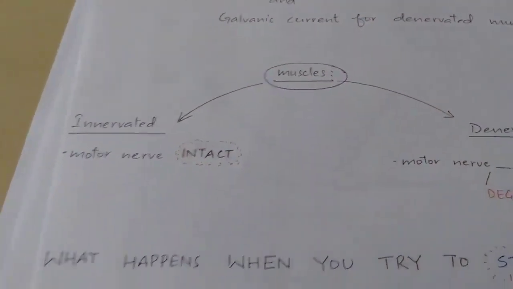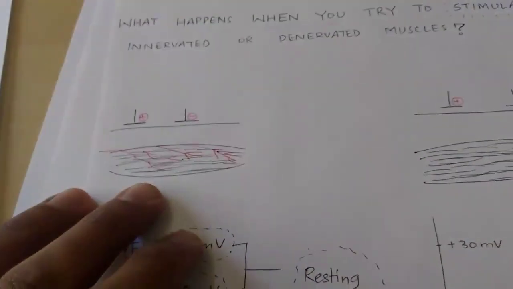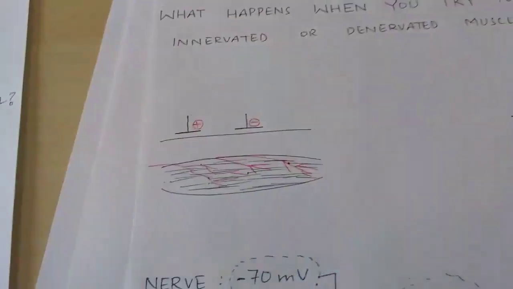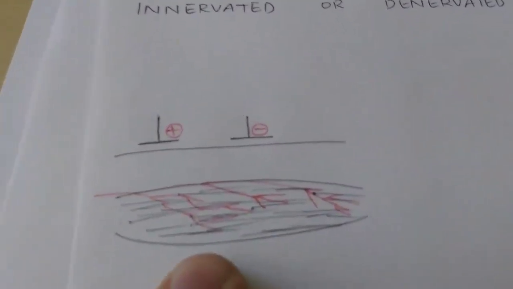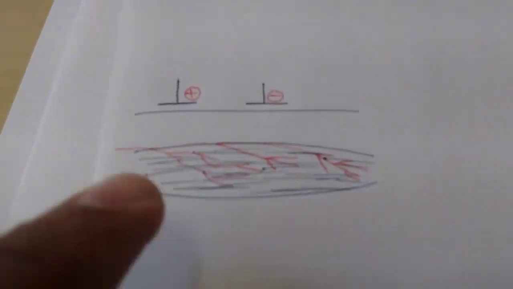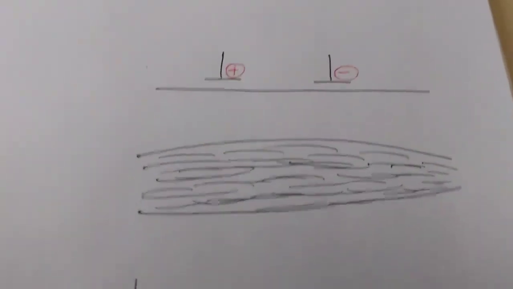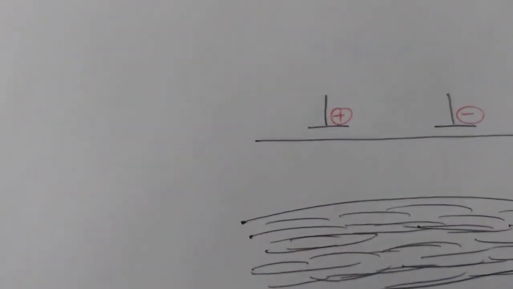So now we know about muscles, innervated and denervated. If we are stimulating the innervated muscles, we are stimulating the nerves basically. We are not stimulating the muscles till the intensity is pretty high. Okay, if it is denervated muscles, then we are stimulating the muscles directly.